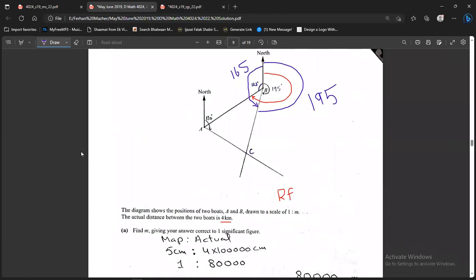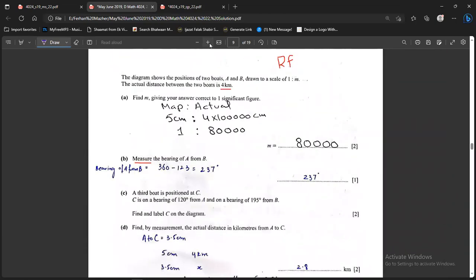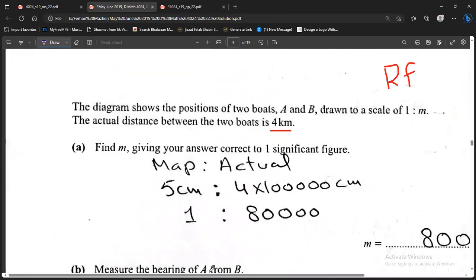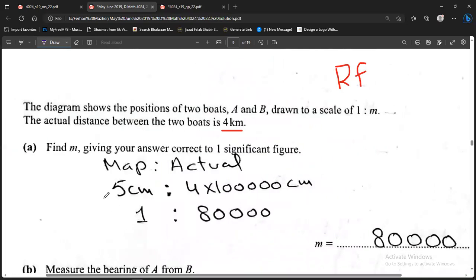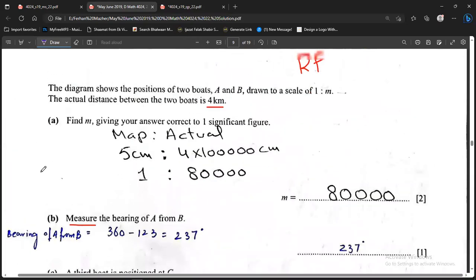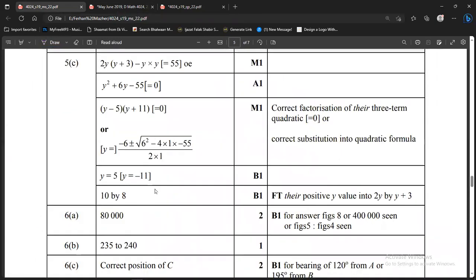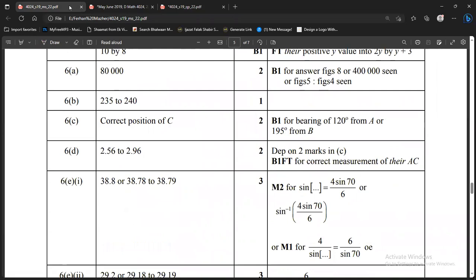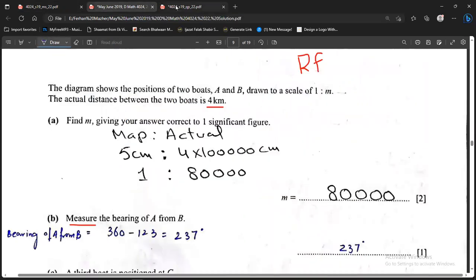So here we have, he says map ratio actual, so it will be 5 centimeter ratio 4 multiplied with 100,000. So when you divide both the sides by 5, you will have 1 ratio 80,000. So the value of M is 80,000, and our answer is right, sir.